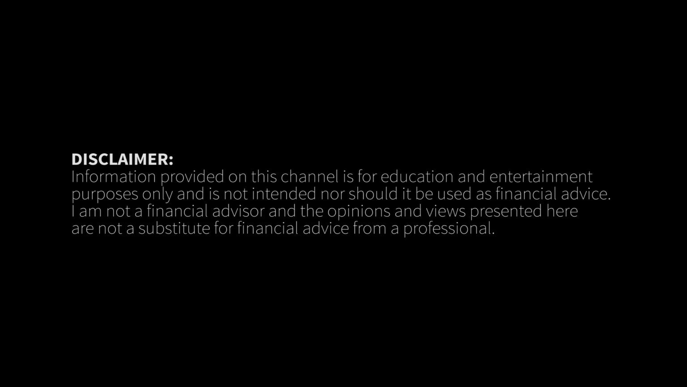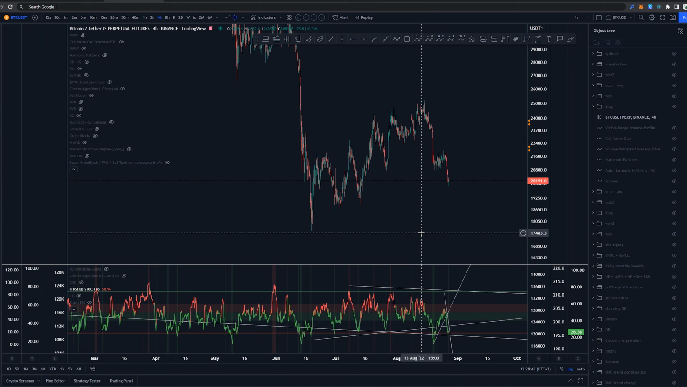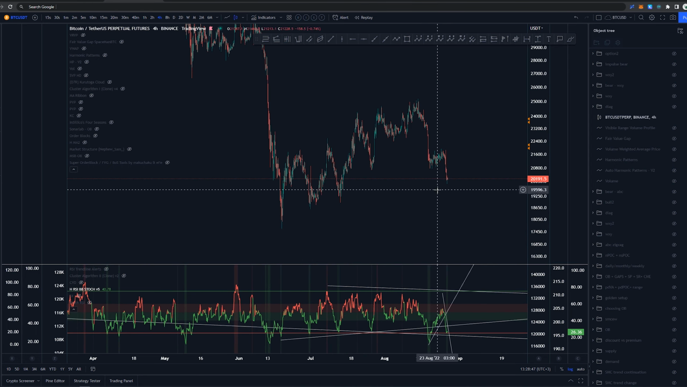I'll cover wave analysis with Elliott Wave theory and provide multiple scenarios the price may take and explain why I prefer one count over another. Let's take a look at the different possibilities.